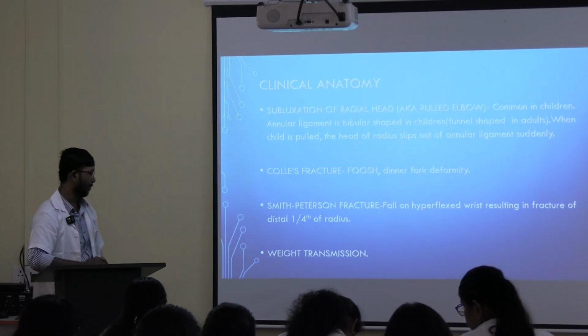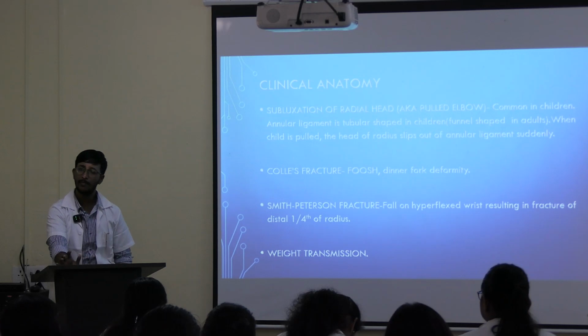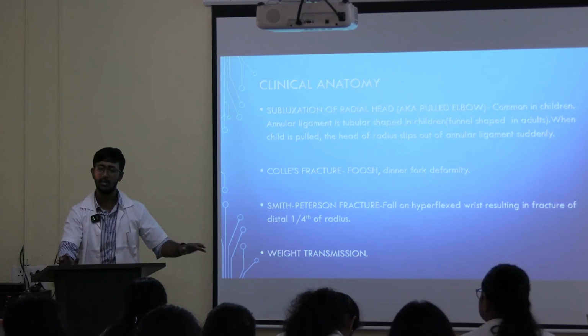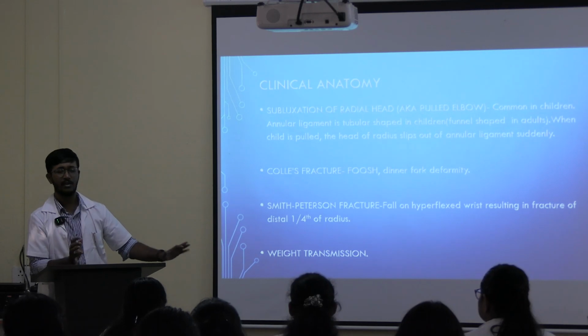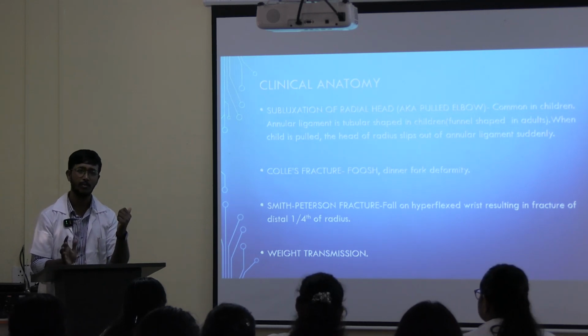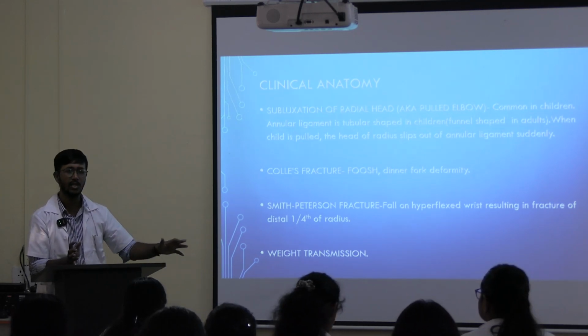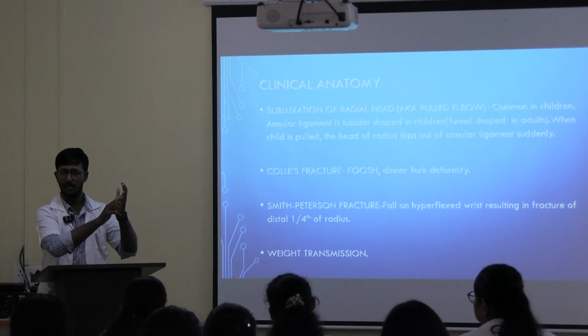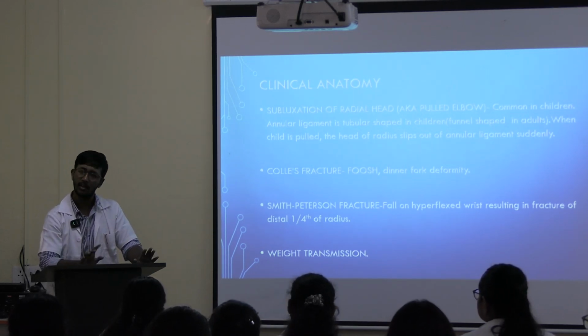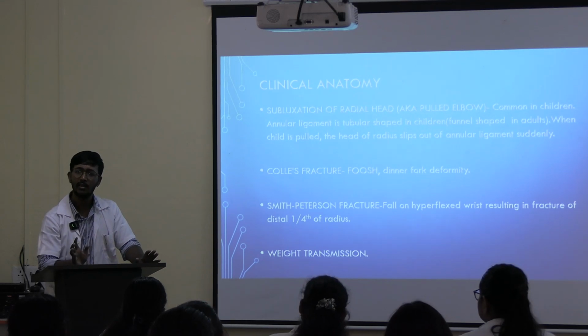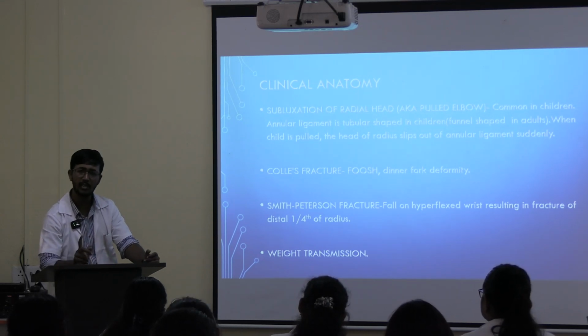And weight transmission. Regarding weight transmission, if a person falls on their hand, first of all the impact of the ground is transmitted to which part? Not the body, the impact of the road is usually transmitted to the hand, followed by radius or ulna? Radius, followed by ulna.